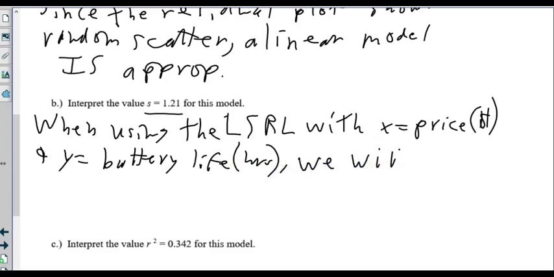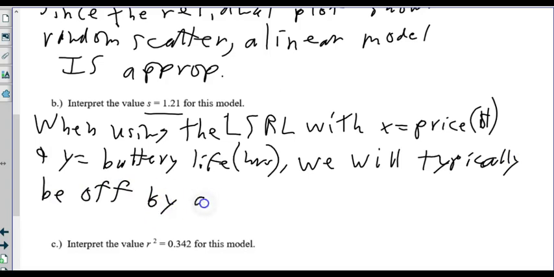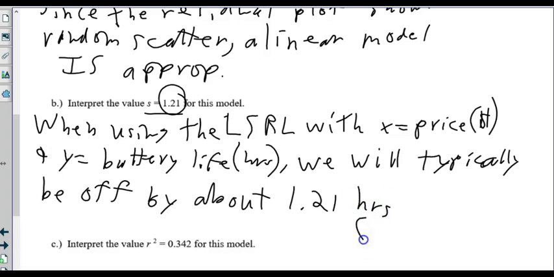We will typically be off by about, okay, what was the number they gave us? It's right here, 1.21 hours. And we always get this from the y value. So whatever the y value is, we put that in. So that S represents the y. And think about it, residuals are those vertical lines, okay? Y tells us up and down, so that's the way to remember that.